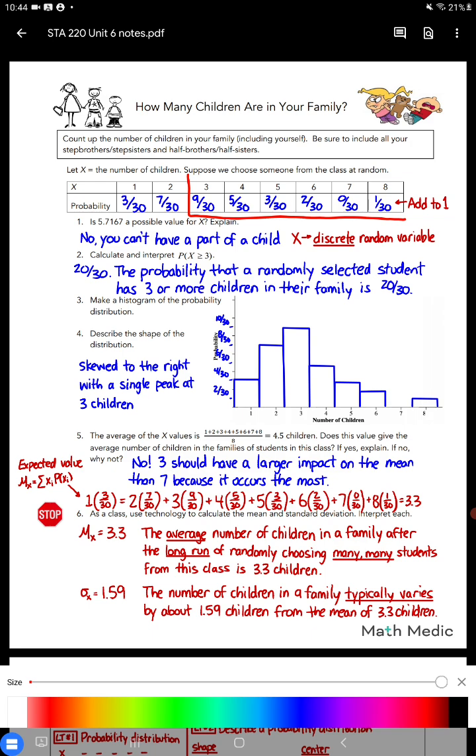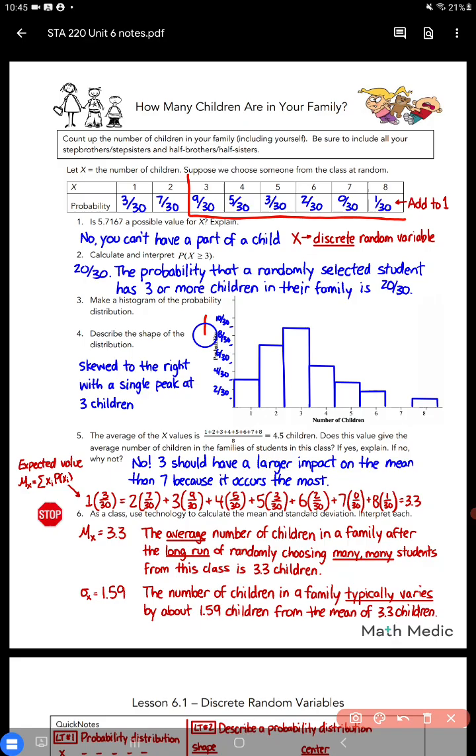Something that we want to get in the habit of doing when we have a probability distribution is drawing some sort of graph, just so we can get an idea of what's happening in this class as a whole. The most common graph that you're going to see is a histogram. The way they've drawn this histogram is each bar represents a different number of children, and then up the side, right here, that is the probability that it happened.